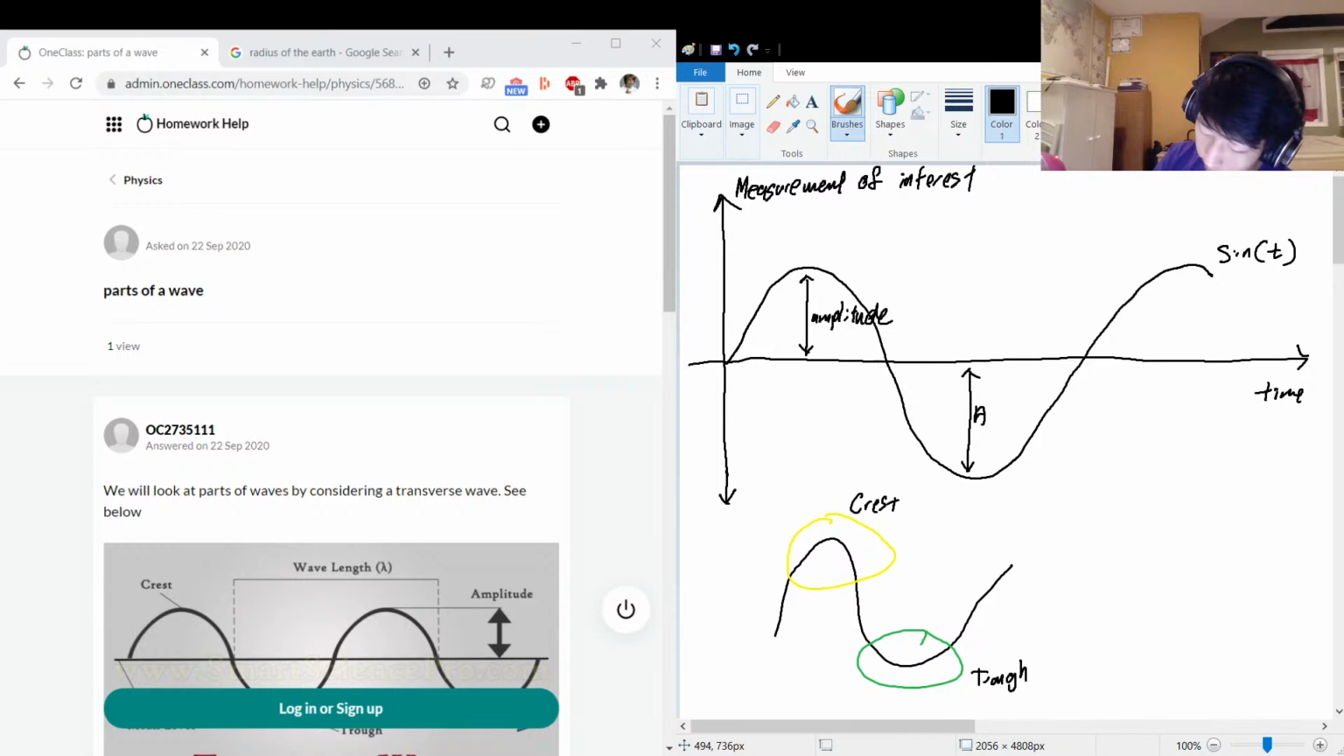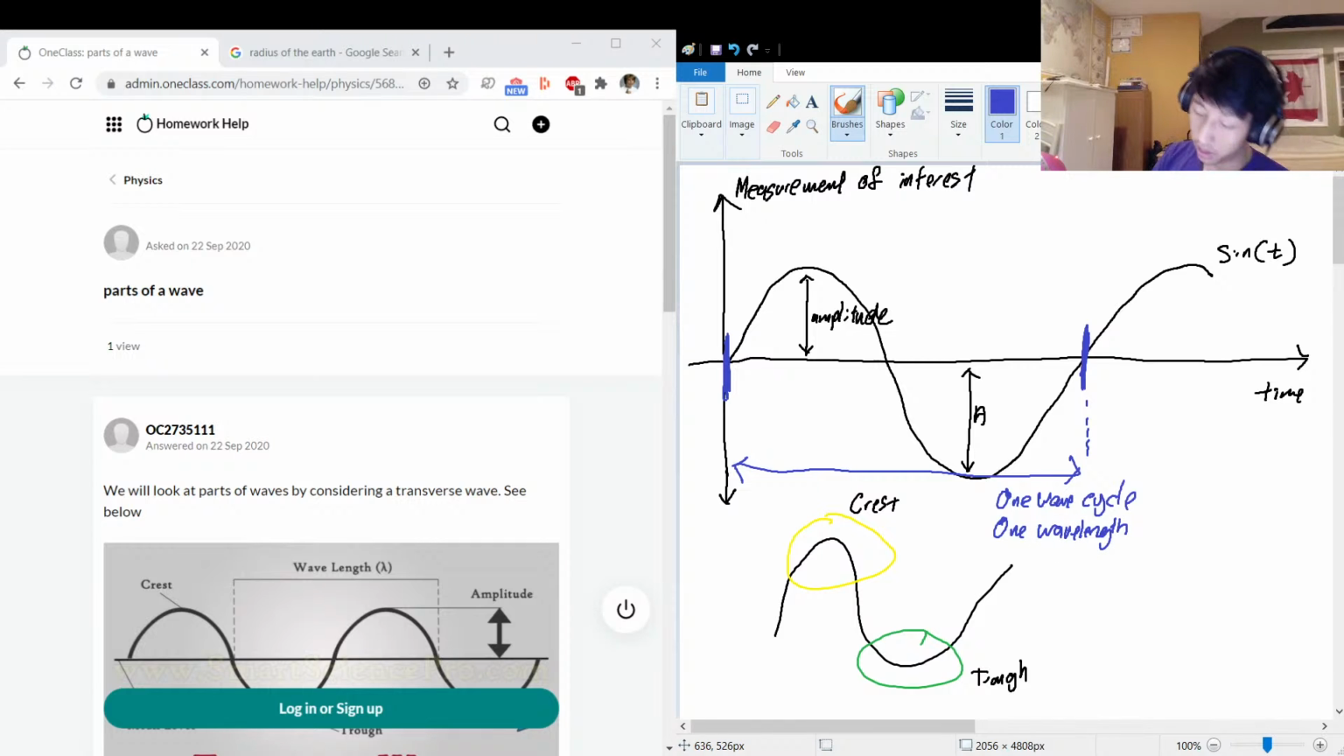So if you see, I'll do this in a whole new color. A wavelength here, one wave cycle, one wavelength. Yeah, so wavelength is, believe it or not, the length of an entire wave.